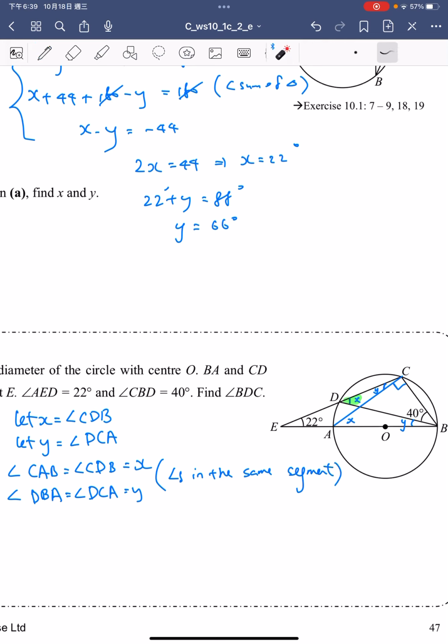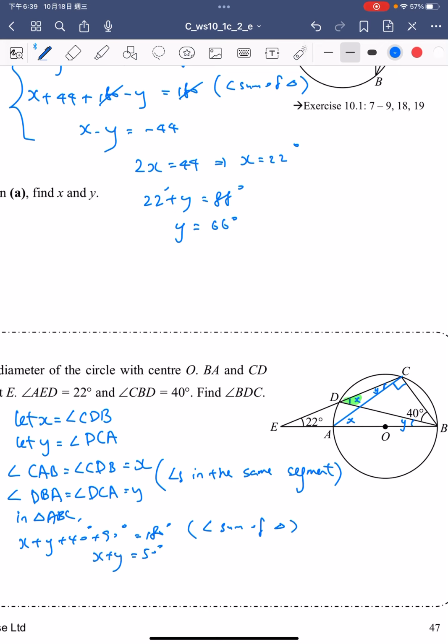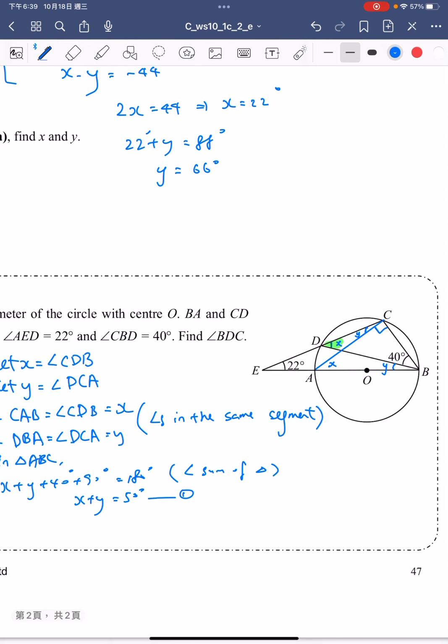If we look at the triangle ABC, in triangle ABC, we have x plus y plus 40 plus 90 degrees will give you the 180 degrees by using the angle sum of triangle. Then we simplify it, we can get x plus y is going to be equal to 50 degrees. So that's the first equation. And then, is there any other things we can look at as well?